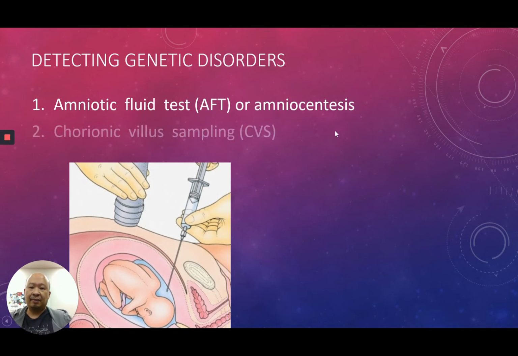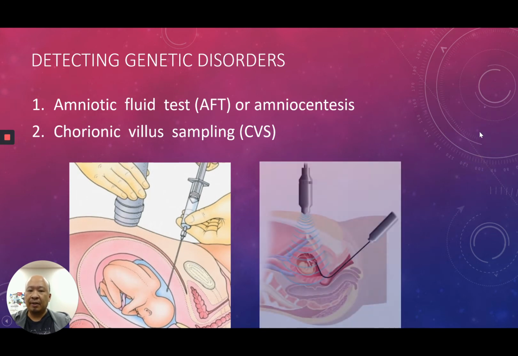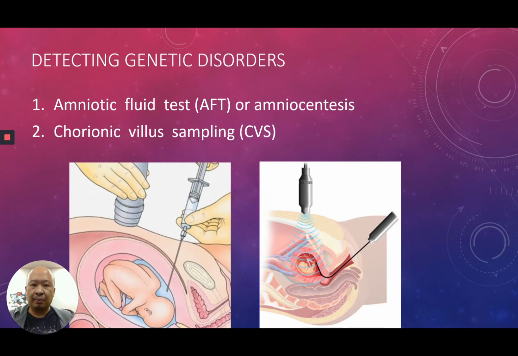The second detection method is called chorionic villus sampling. Chorionic villus sampling can be abbreviated as CVS. And this one here, again, it's kind of similar to the AFT, but it takes your cells from different locations, okay? And depending on where it's being taken, again, you can make a better karyotype to determine whether or not your child, or future child here in this case, has any kind of chromosome disorder or not.